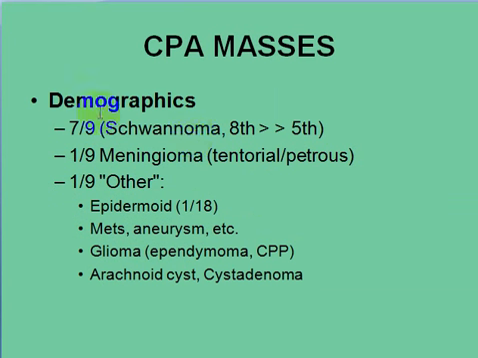A demographic for cerebellopontine angle masses. Most of the masses are schwannoma, either arising from the 8th cranial nerve or 5th cranial nerve, more in the 8th cranial nerve, then followed by meningioma, either in the tentorial or in the petrous, and the others are epidermoid, metastasis, aneurysm, glioma, arachnoid cyst, etc.